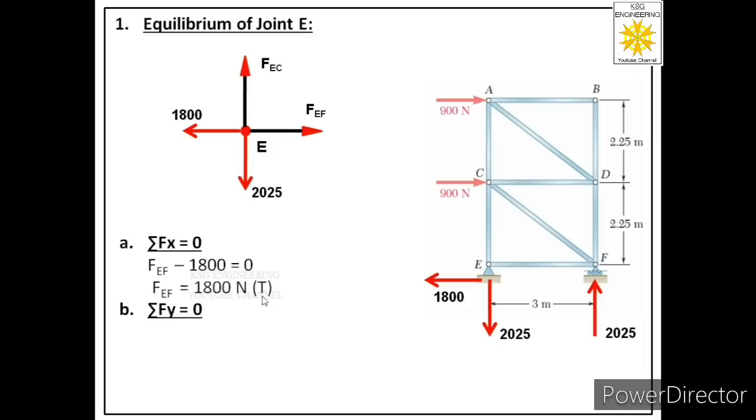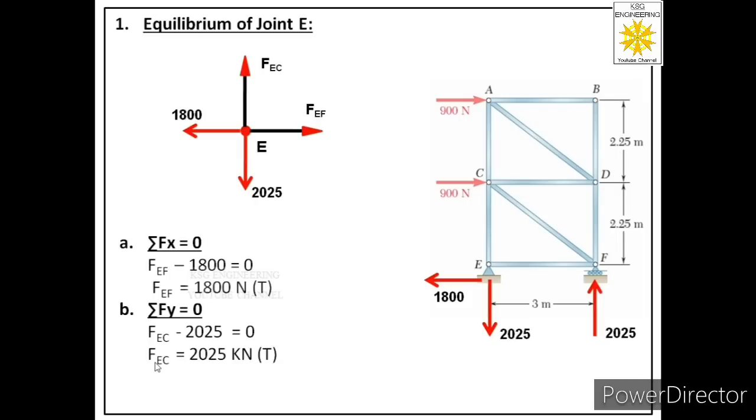After this we will apply the second equation, that is summation Fy equal to 0. Let us see how many forces are acting in this free body in y direction. So there are two forces, FEC and 2025. FEC is acting in upward direction, we will consider this as positive. And this force 2025 is acting in downward direction, so we have to consider this as negative. It means our equation will be FEC minus 2025 equal to 0.